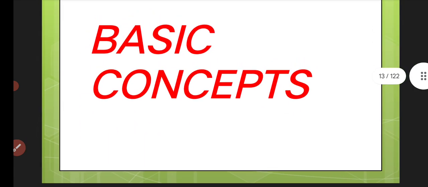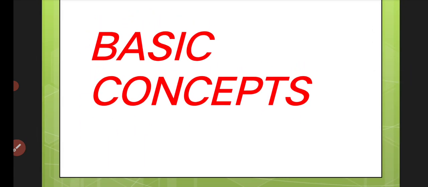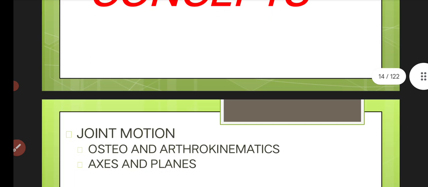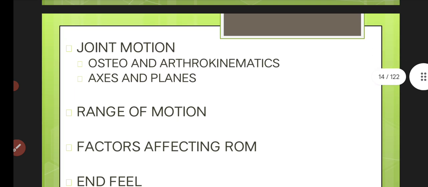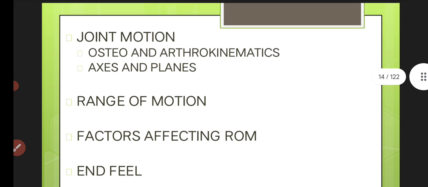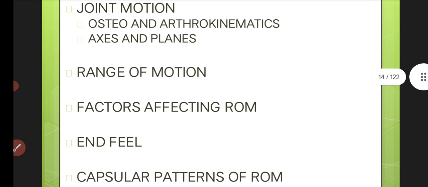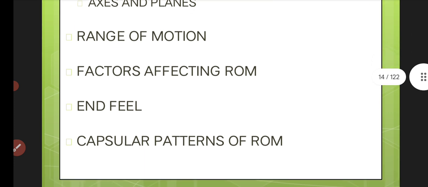Now, before we know the types of the goniometer, we'll know the basic concepts surrounding the goniometer. First one is the joint motion. Under joint motion, there are two: osteokinematic and arthrokinematic joint motion. Number two is axial plane. Number three is range of motion. Number four, factors affecting range of motion. Number five is end feel, and number six is capsular pattern of range of motion.